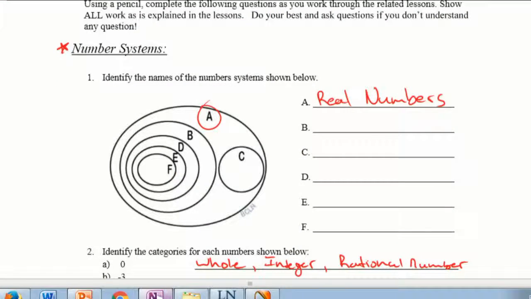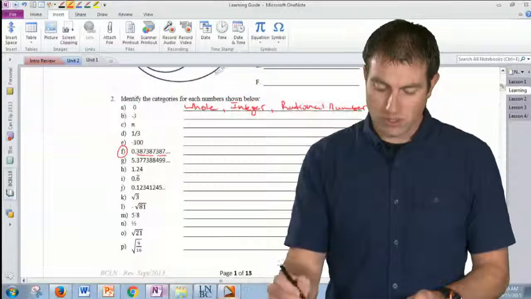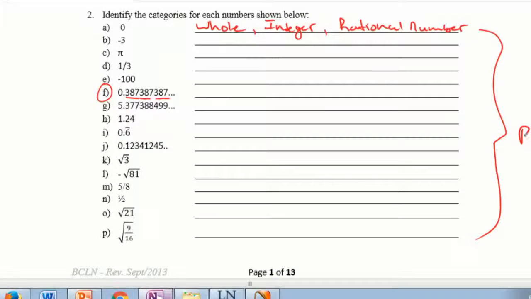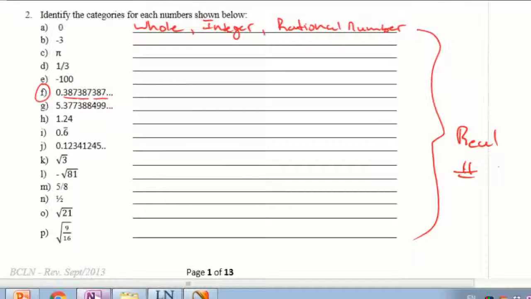So if we look at the image number 1 here, everything is a real number. So what defines a real number, or maybe we should look at what defines a not real number, or imaginary number. Essentially all of these are going to be real numbers. I don't see any that aren't real numbers. I could write it down for all of them, or I could just put it like that. These are all real numbers. The one thing I want to mention about F is that the decimal is repeating itself, 387, 387, 387.